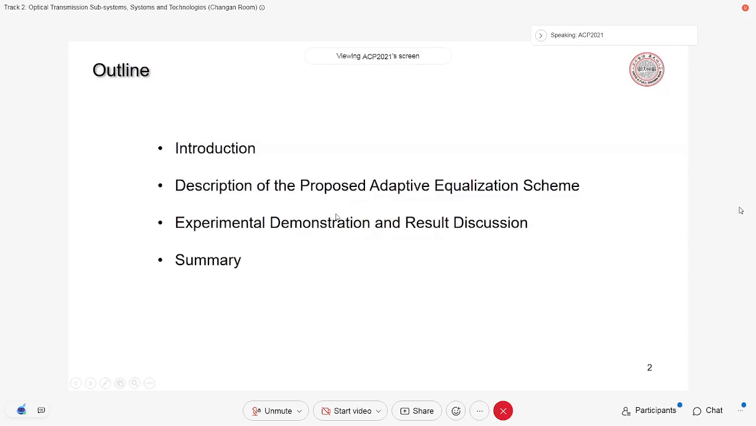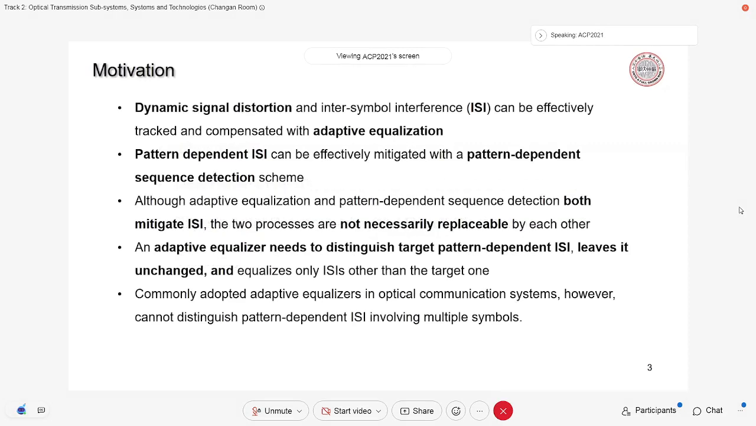Okay, we have 4 parts in this talk. First, an introduction, and then we talk about the proposed adaptive utilization scheme. And then we have some experimental demonstration of the scheme and a final summary. First, let's look at the motivation.